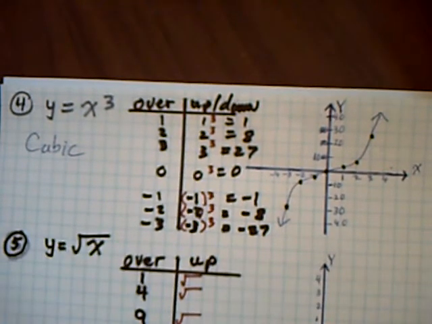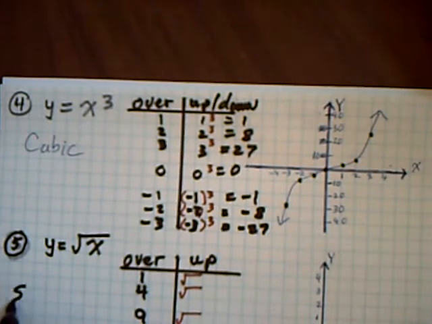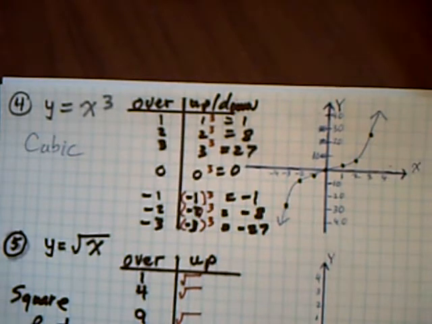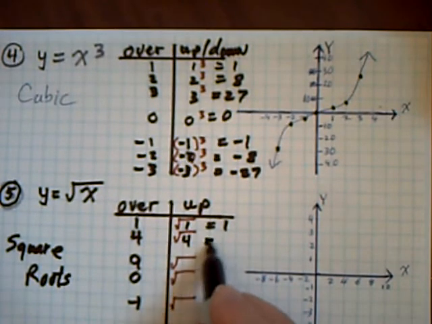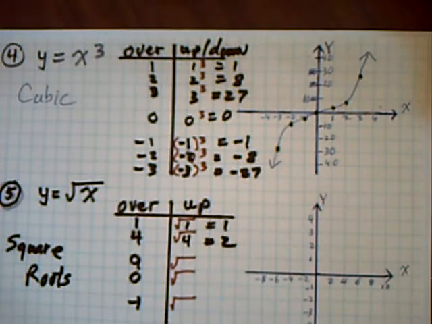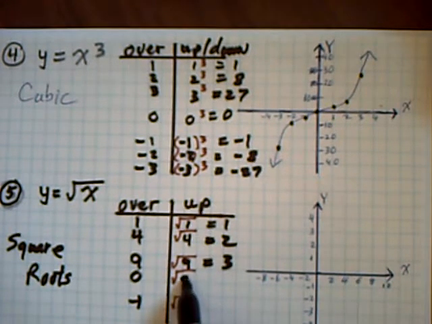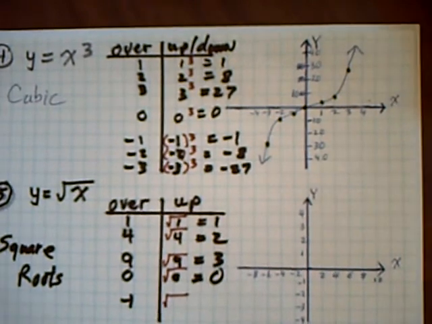Y equals the square root of x. So these are our square roots. This time on my over-up table, I'm going to go over 1, and then I go up the square root of 1, which is 1. And instead of working out the square root of 2 and 3, I'm going to go over 4, because it has a perfect square root. Then I'm going to go up 2. And I'll go over 9, and its square root is 3. And if I go over 0, the square root of 0 is 0.